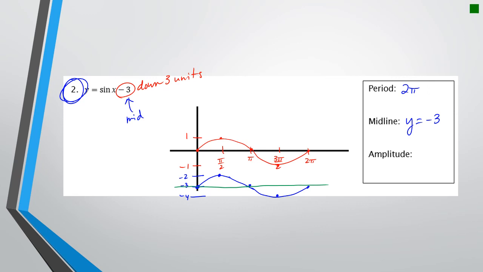And then the amplitude would be 1. You can look at the graph and you can just see that the amplitude is 1 because it's 1 away from the green line at the highest and lowest points. Or you can take your highest and lowest numbers and subtract them. So if I did -2 minus -4 over 2, you would get 2 over 2, which is also 1. So either way, you end up getting the same answer.